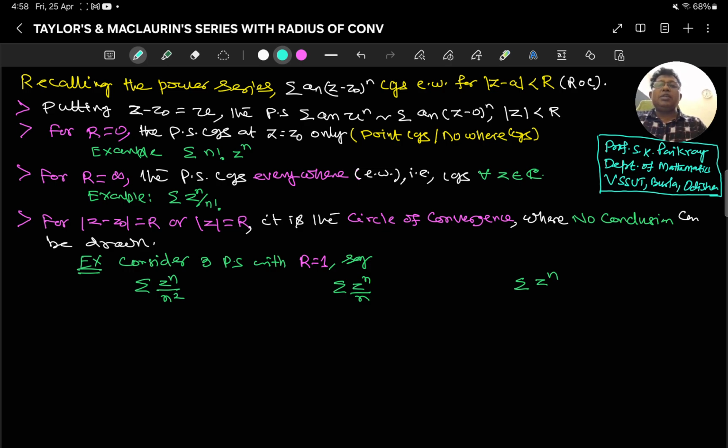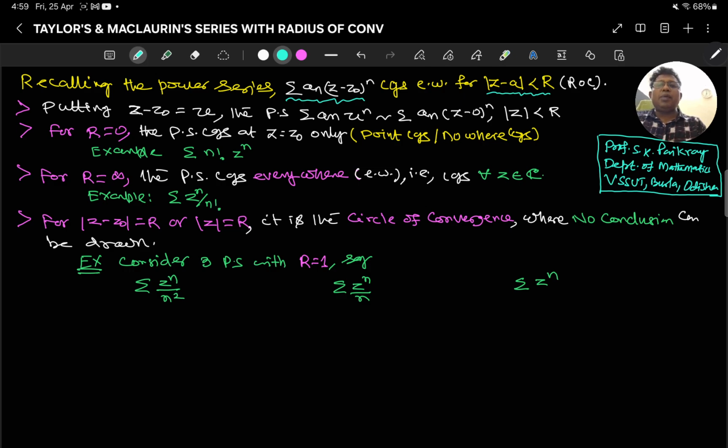Now if you recall the power series with center at z0, right? It converges everywhere within the circle of convergence, |z - a| < R. Within this circle it will converge everywhere.